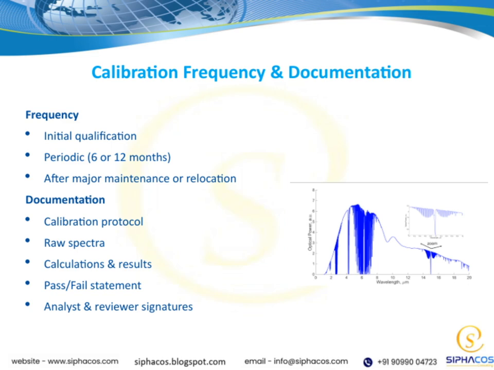Moving on to documentation, it's essential to keep a thorough record of every calibration. This includes the calibration protocol, which outlines the steps taken, and the raw spectra obtained during calibration. You also want to record the calculations and results, so there's a clear trail showing how the calibration was verified. Importantly, each calibration should include a pass or fail statement, indicating whether the instrument is within acceptable limits. And finally, signatures from the analyst and reviewer are vital for accountability and validation. Overall, proper calibration frequency and meticulous documentation help ensure the integrity and reproducibility of your data, which is central to maintaining confidence in your analytical processes.